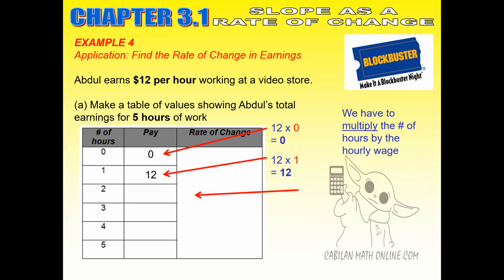Okay, if you take a look at the 2 here, 12 times 2 is 24. Okay, and as you can see, 12 times 3, that gives me 36. 12 times 4 gives me 48. And last but not least, 12 times 5 gives me 60.